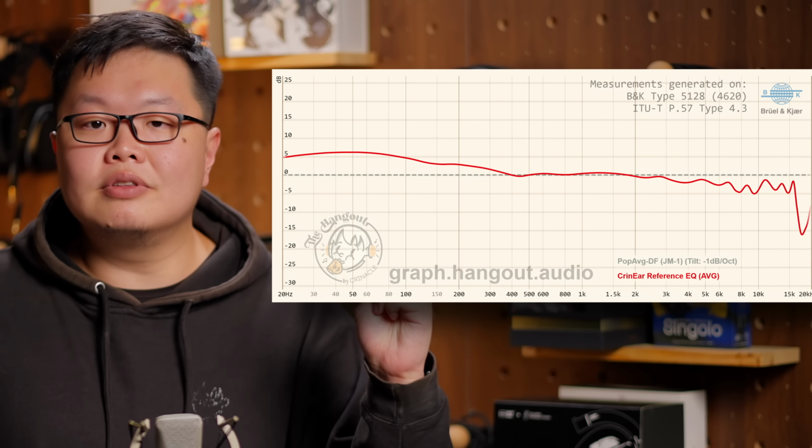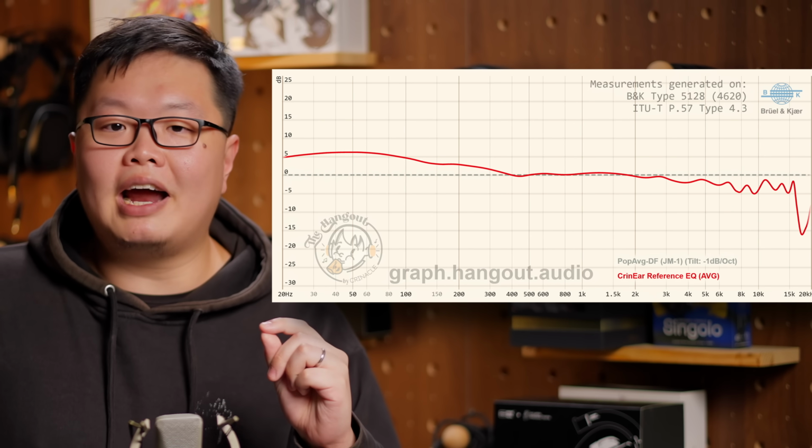Next, we have the word warmth. And I think after a while, we have all agreed that warmth just means a general down-tilted presentation. What that means usually is that the bass is of a higher level than the mids, and the mids are of a higher level than the treble. So the sound is, well, not quite dark, but it does impart a feeling of fullness as well as more thicker sound in general.